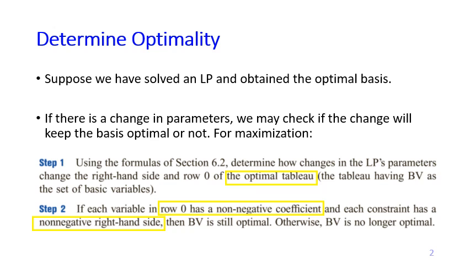Just a quick reminder that what we actually need to do for the maximization case is check whether each variable in row 0 has a non-negative coefficient, and in some cases we are also going to check whether each constraint has a non-negative right-hand side. If that is the case, then the current basis is still optimal.